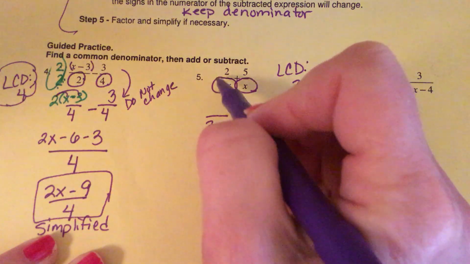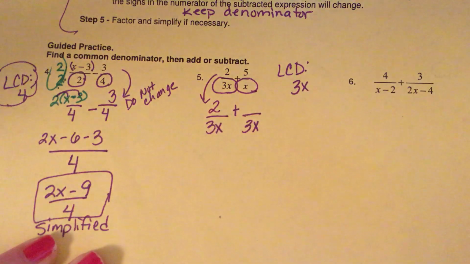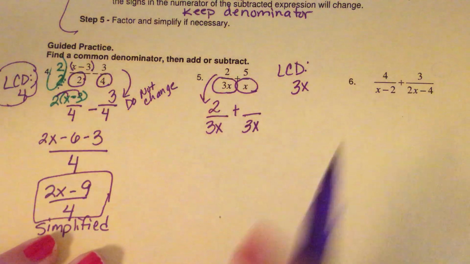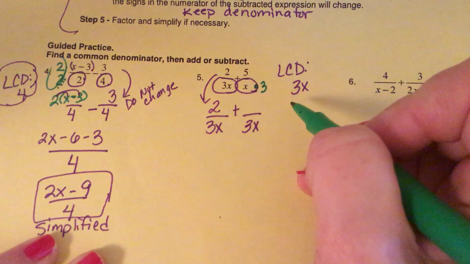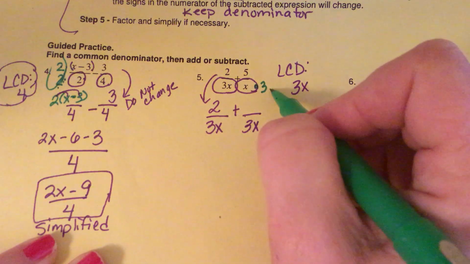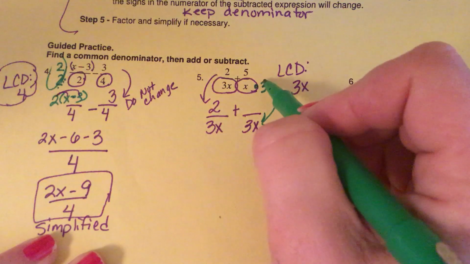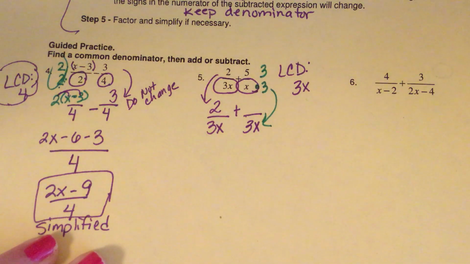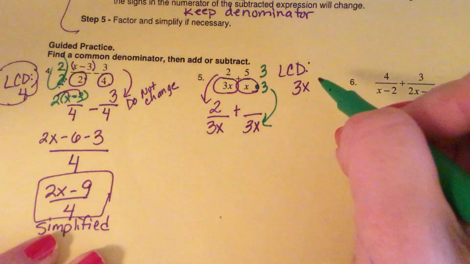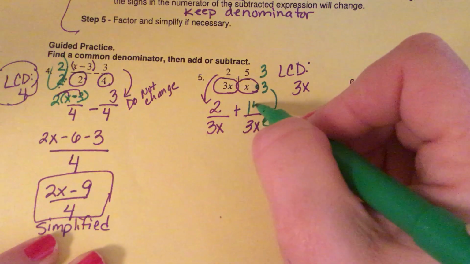Don't change the first one. It already has a 3x on the bottom, so we're just going to keep it. But over here, I need to multiply by 3 because I want this to be 3x. Well, if I multiply on the bottom, just like we did when we did our review of fractions, you have to do the same thing on the top. So 5 times 3 is 15.